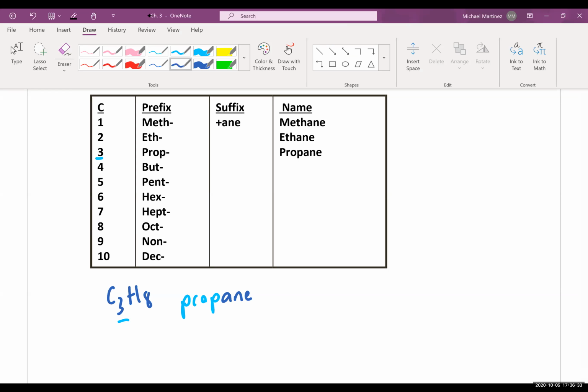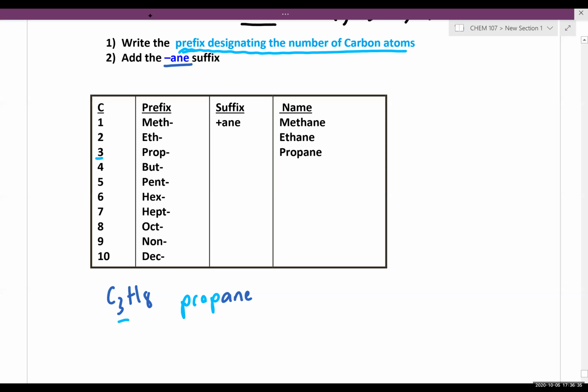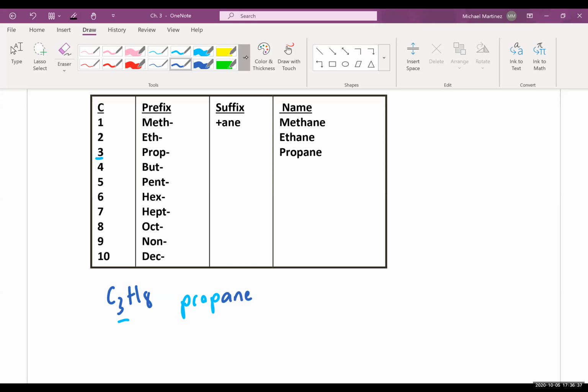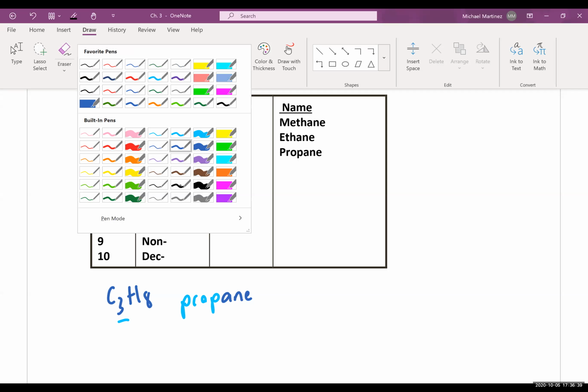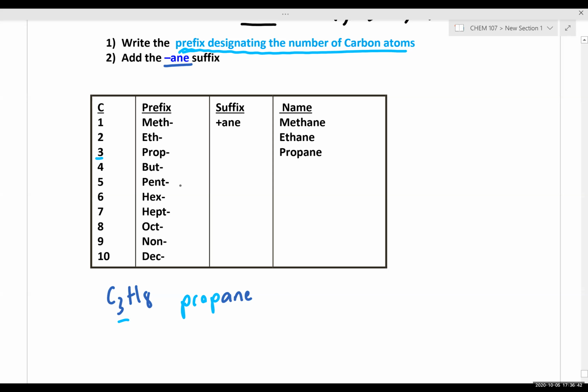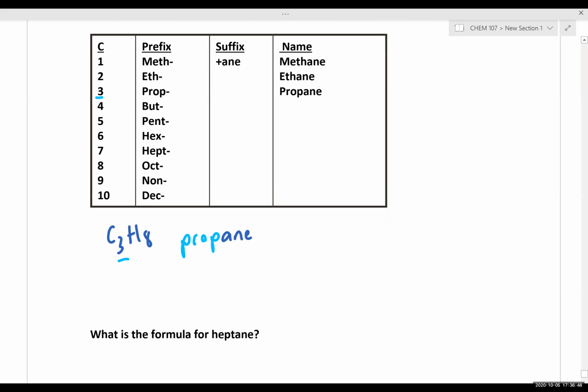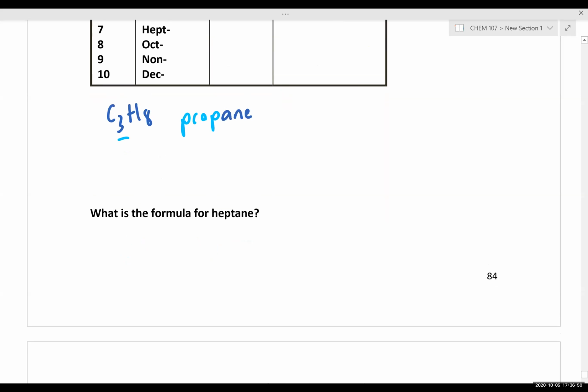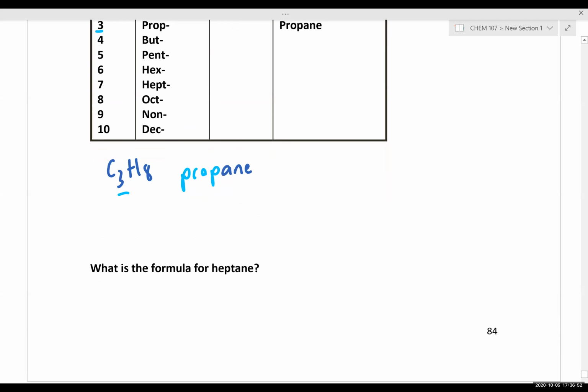Does this make sense to everyone? Remember, you're going to need to memorize these prefixes for organic compounds. But beyond that, all we're doing is writing the prefix and the ending ane. So for example, let's try to answer this question. Would someone like to tell me the formula for heptane? What does hept tell us? 7. Yep, so we have 7 carbons.